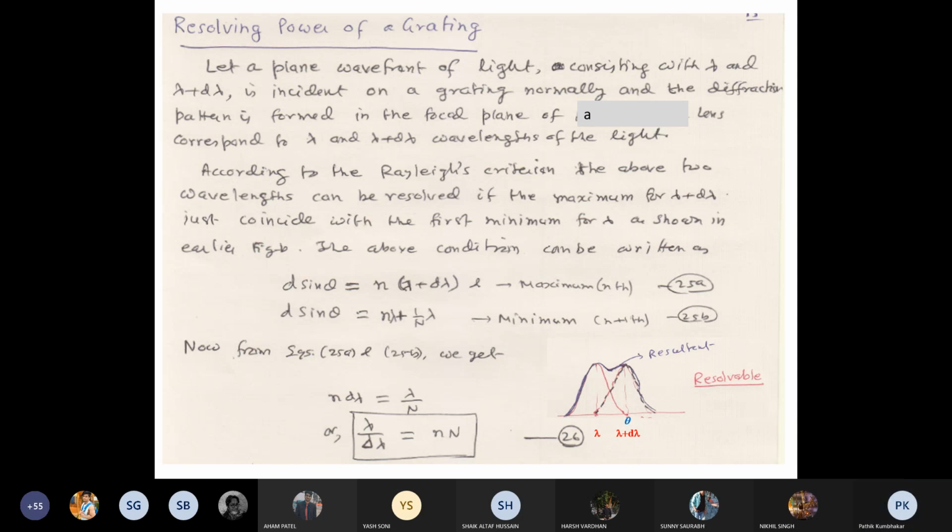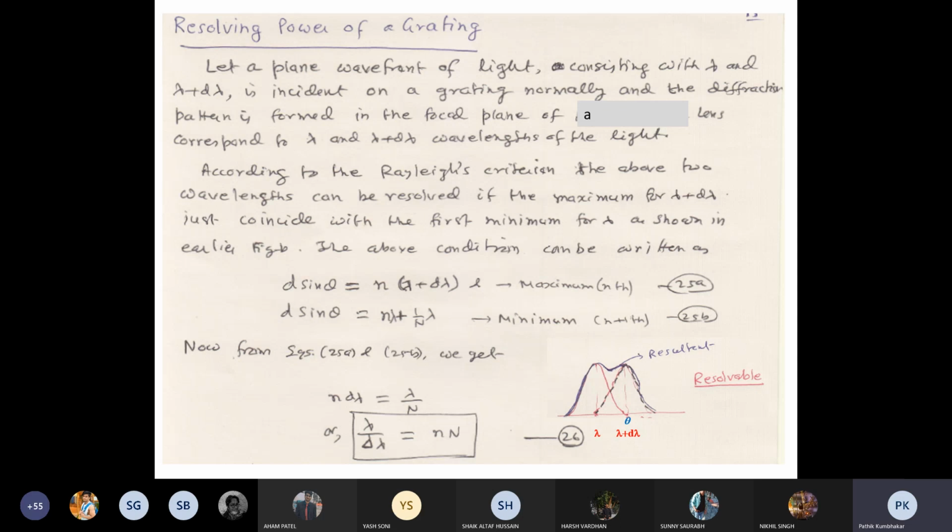Now if you compare these two equations, you can calculate the resolving power, which is defined as lambda by delta lambda. So the resolving power of a grating is defined as lambda by delta lambda, when light of two closely spaced wavelengths lambda and lambda plus d lambda is incident on a grating. So the smaller the delta lambda, the larger the resolving power, and that is found to be n into N. So lambda by delta lambda is nN, the resolving power of the grating.